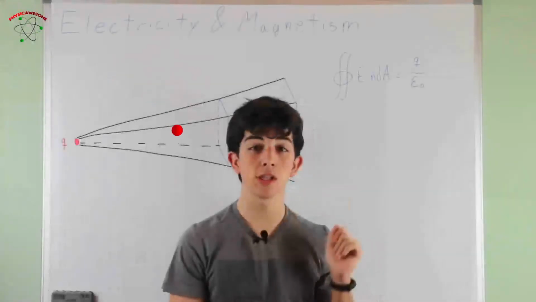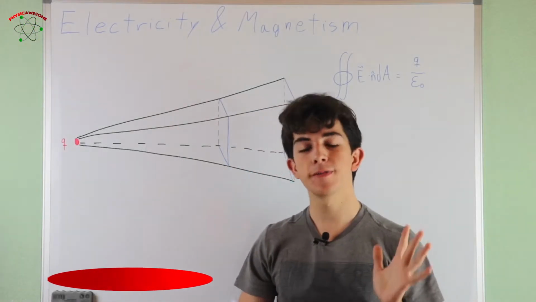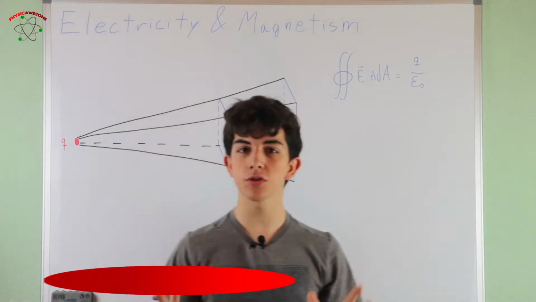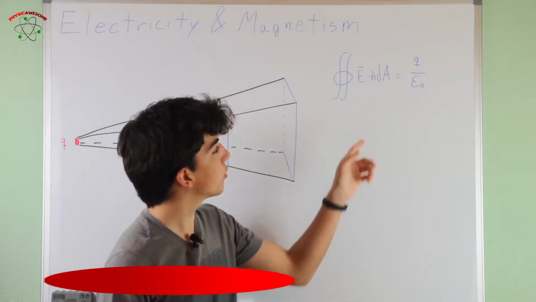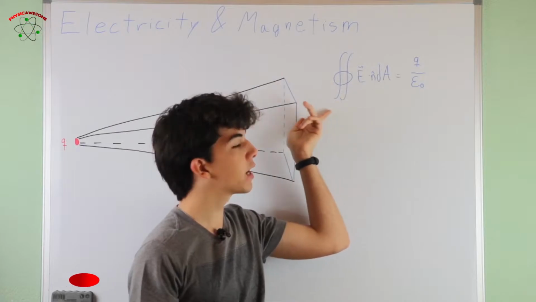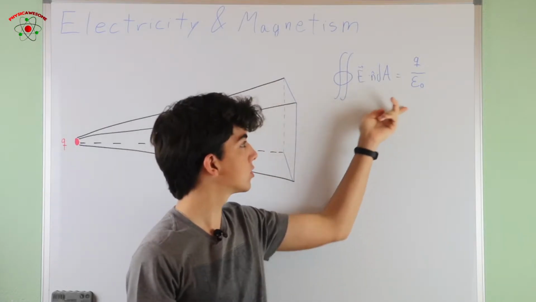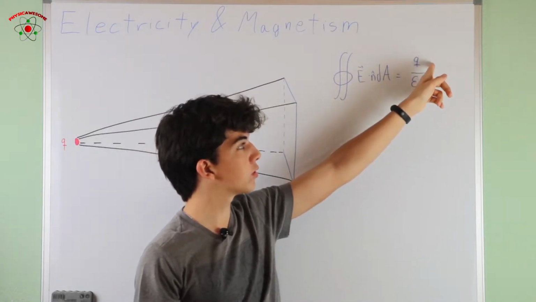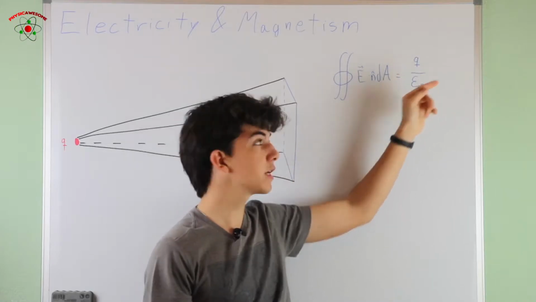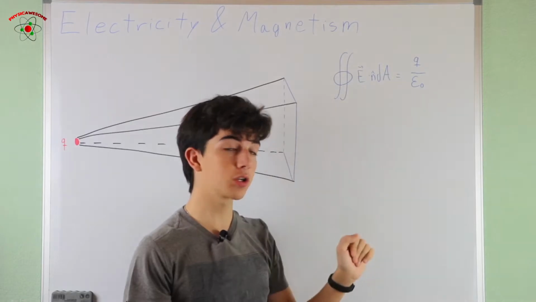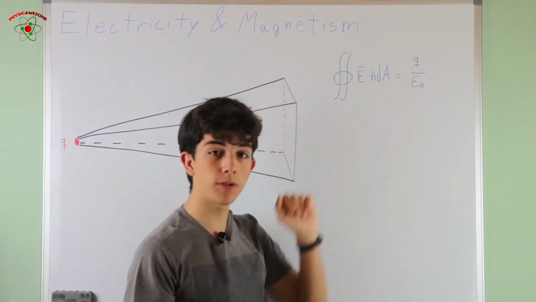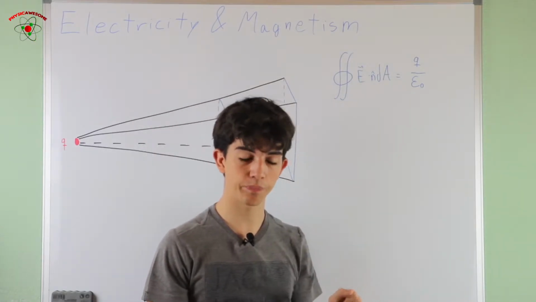Great, so let's start with the proof. First of all, as we said, we're going to consider the case in which there's no flux. Recall from last time, this is the form of Gauss law. Therefore, we're going to have charge over here, and if there is no charge enclosed on this surface, we are going to have this quantity, the flux, to be zero.